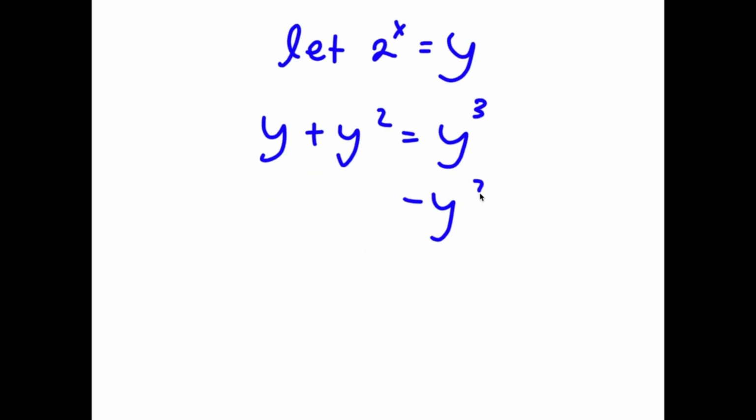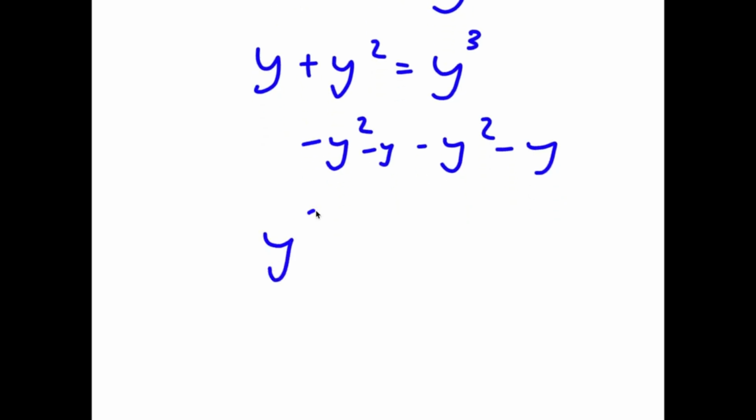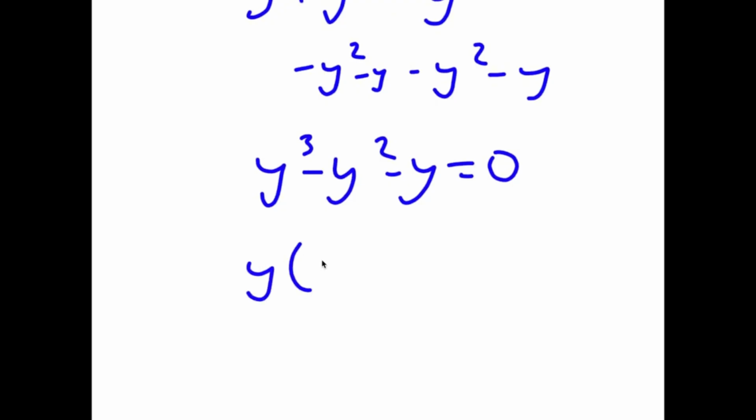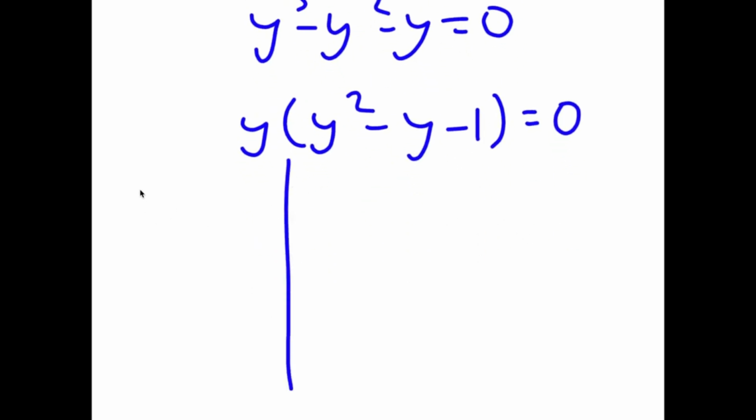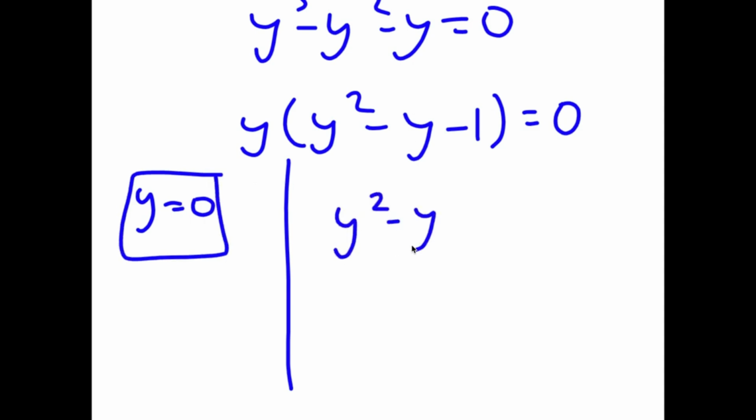Now if I subtract y to the power of 3 on both sides, instead I'm going to subtract y squared and negative y on both sides. So now I have y to the power of 3 minus y squared minus y is equal to 0. And now if I factor out y, I get y times (y squared minus y minus 1) is equal to 0. So this gives me two equations. I have y is equal to 0, which is a solution of y already, and I have y squared minus y minus 1 is equal to 0.